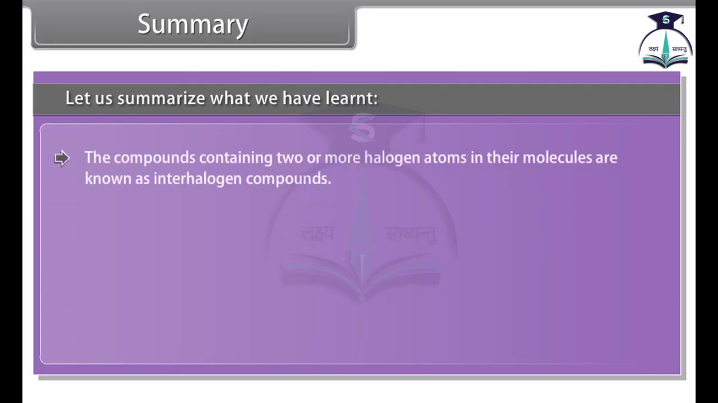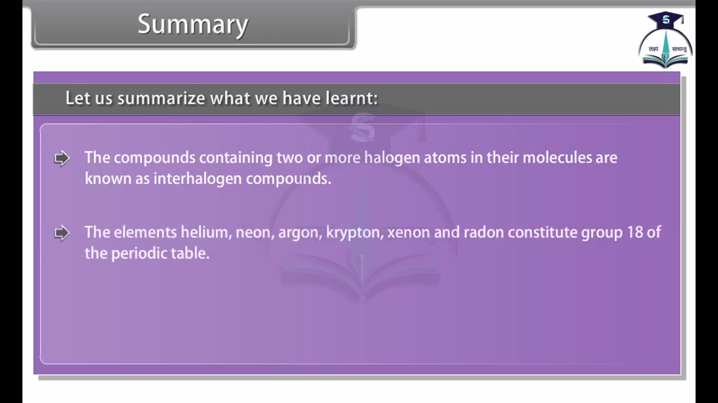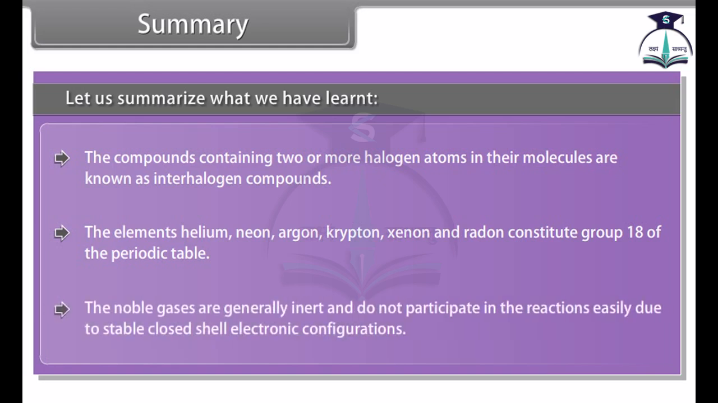The compounds containing two or more halogen atoms in their molecules are known as interhalogen compounds. The elements helium, neon, argon, krypton, xenon and radon constitute group 18 of the periodic table. The noble gases are generally inert and do not participate in reactions easily due to stable closed-shell electronic configurations.